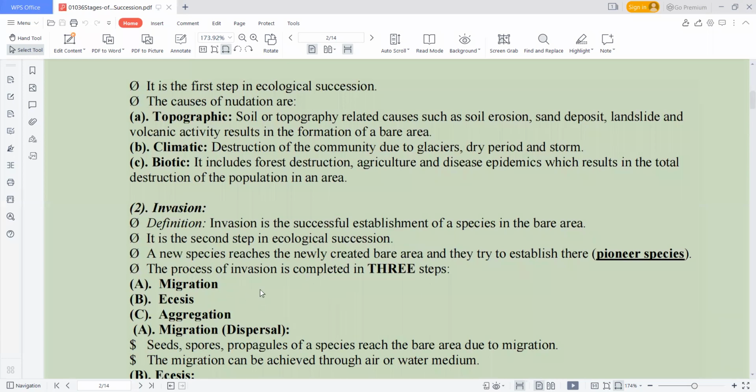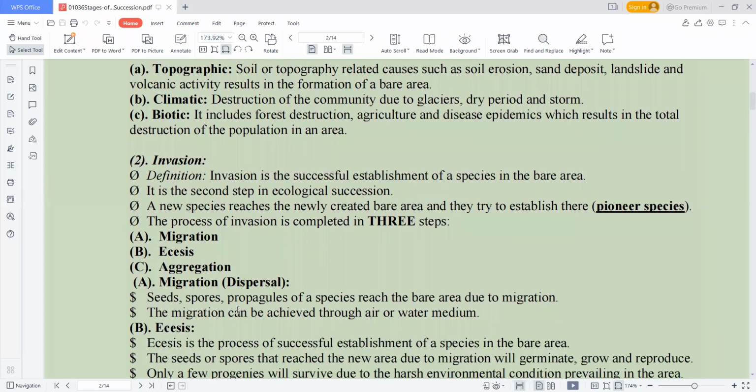First one is the migration, second step is the ecosis, and third step is the aggregation. The first one is the migration, that is dispersal of seeds. Due to migration, the seeds or spores and propagules of the species reach this bare area. The migration can be achieved through air, water, media. Generally, transport of these seeds or spores due to water during the rainy season, they will move from one area to another, and they reach this bare area due to winds, air, due to which the spores or seeds reach this bare area and start germination.